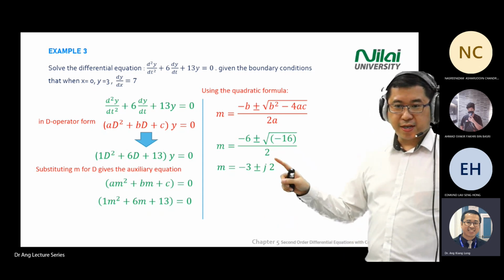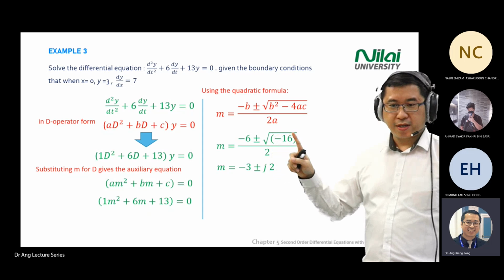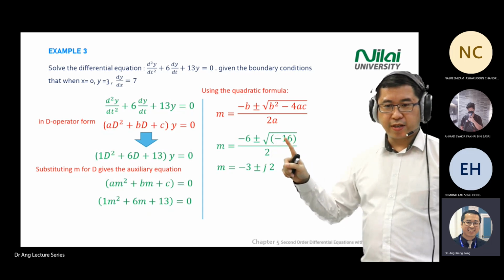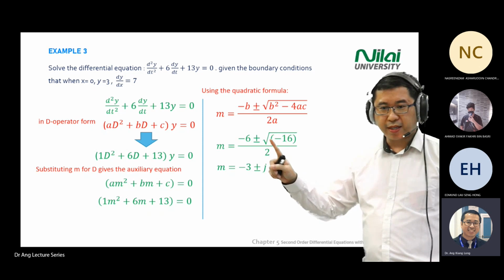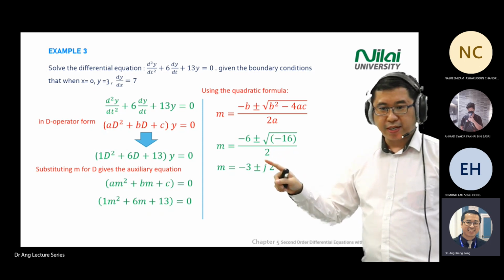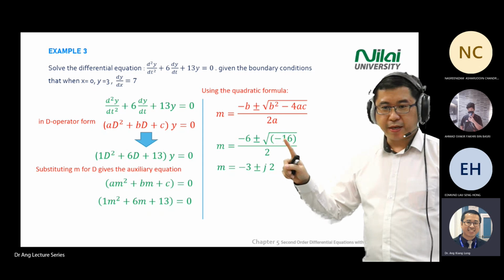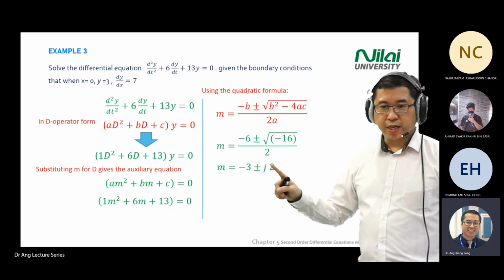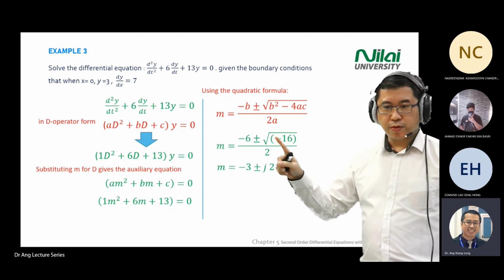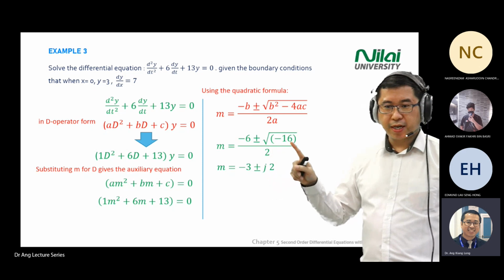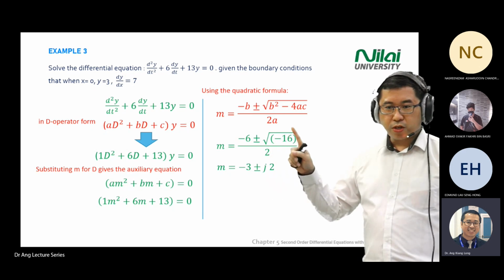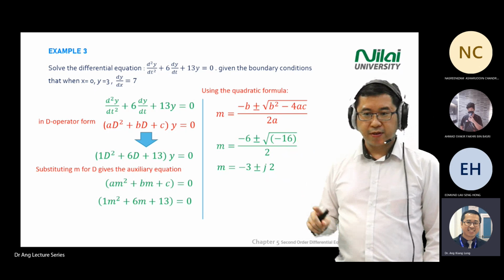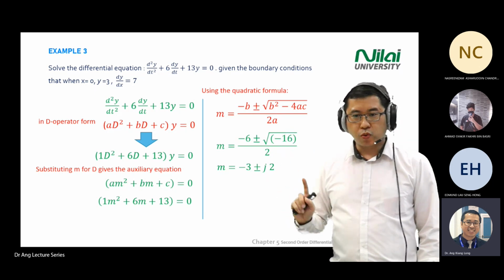I hope you understand. Square root minus 16, you cannot square root something with negative. You change this one, negative, become J. Become an imaginary number, or an unreal number. J. Then, once you transform the negative, become J, square root 16, you get 4. 4 divided by 2, you get 2.